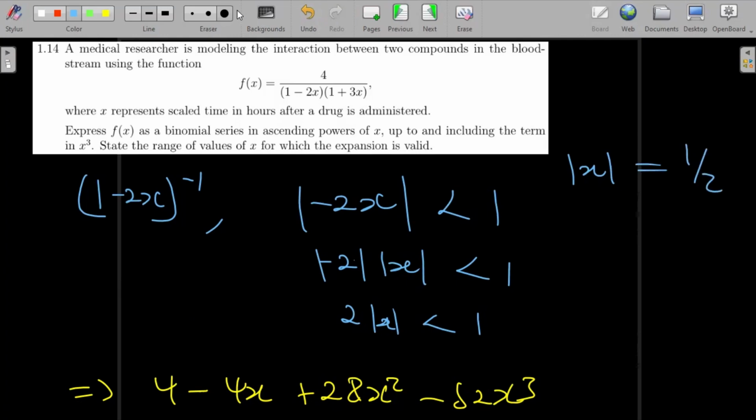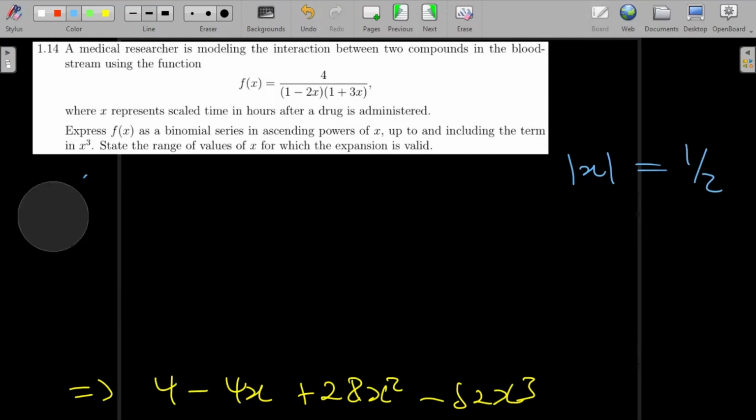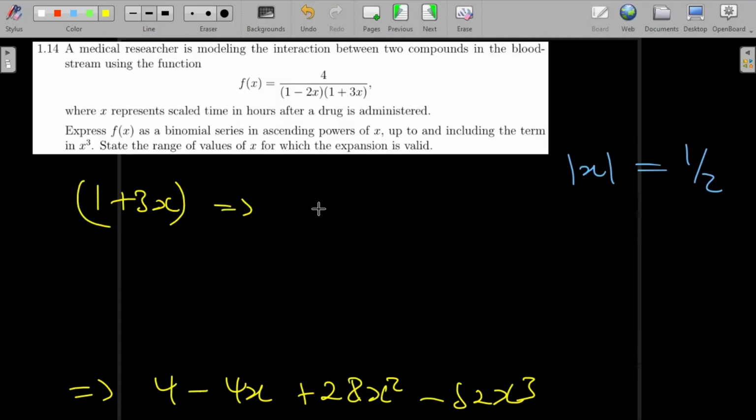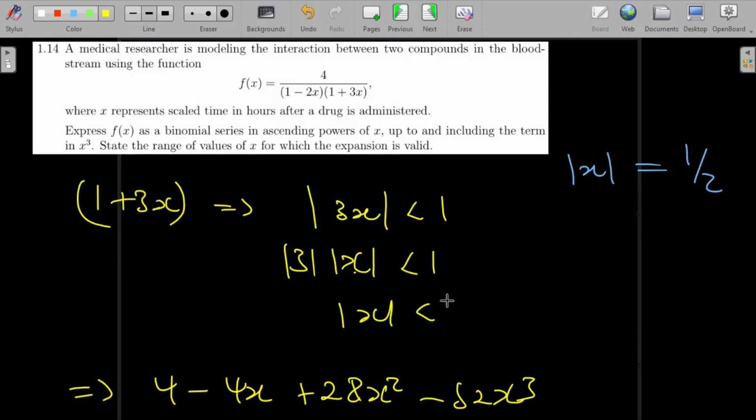So this is from the first expression. And then the second expression was 1 + 3x. The validity here will just be the modulus of 3x should be less than 1. If we apply the same thing that we did here, 3 times the modulus of x less than 1, so it means |x| is less than 1/3.